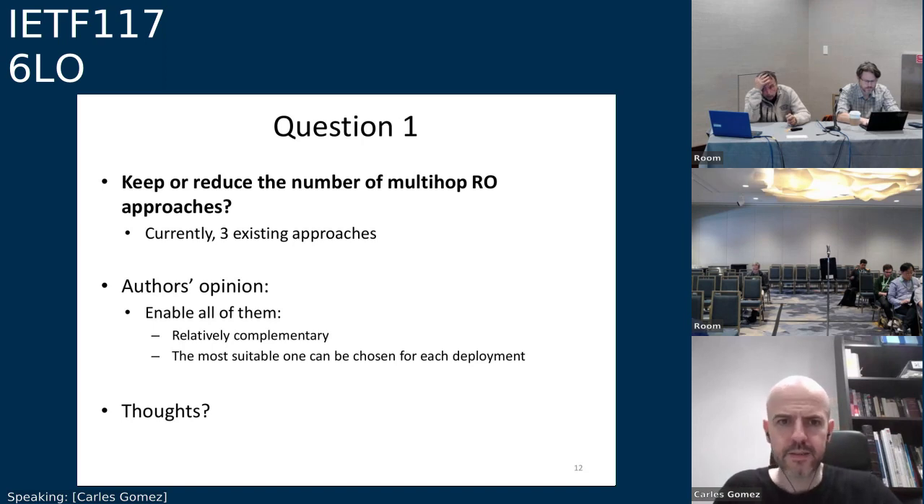So after this, we would go back to the question that we made on the mailing list some days ago, which is, okay, there are the 3 existing multi-hop route-over approaches. Should we keep them? Should we try to reduce the number of such approaches? In the author's opinion, we should try to enable all of them, since they are quite complementary, actually. And then the most suitable one can be chosen for each particular deployment. We've also received some feedback on the list and off the list as well. However, we'd like to take the opportunity to know the thoughts of the working group on this topic.